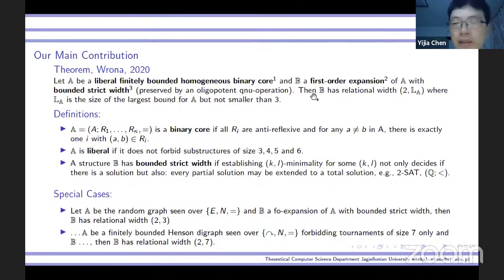Thank you. Questions? Yeah, so I have a question. In your definition of liberal, can you explain where these numbers come from? What happens if we have forbidden structures of size 6? Why 6? 6 is because it's 3 times 2. Yes, okay, I follow.